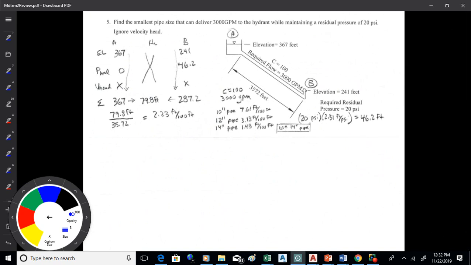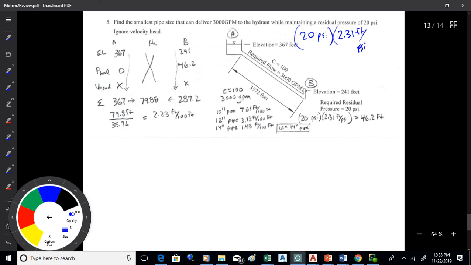All right, now the last one's a little different. On the last one, what you want to do is find the head loss. That's how the last one works. So what you've got is what's called a required residual pressure at the hydrant, and that's pretty typically 20 psi. If you convert that into feet, that's 46.2 feet of energy required at the hydrant: 20 psi times 2.31 feet per psi.